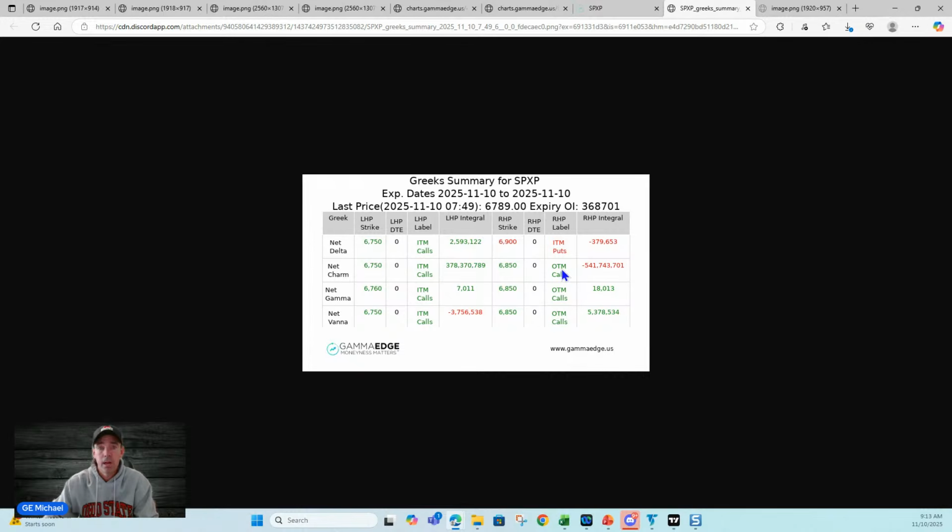6,800 will be the first stopping area that we would watch for interaction, and then 6850 most likely would be a cap on price on the upside. The gamma, obviously, out of the money calls here at 6850. Again, high sensitivity level there.